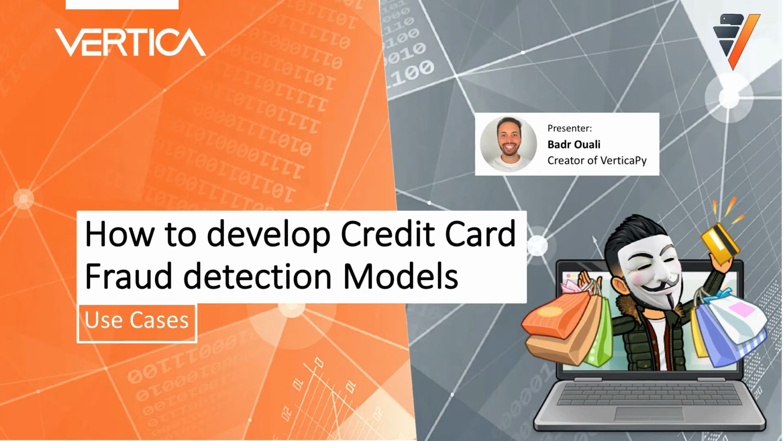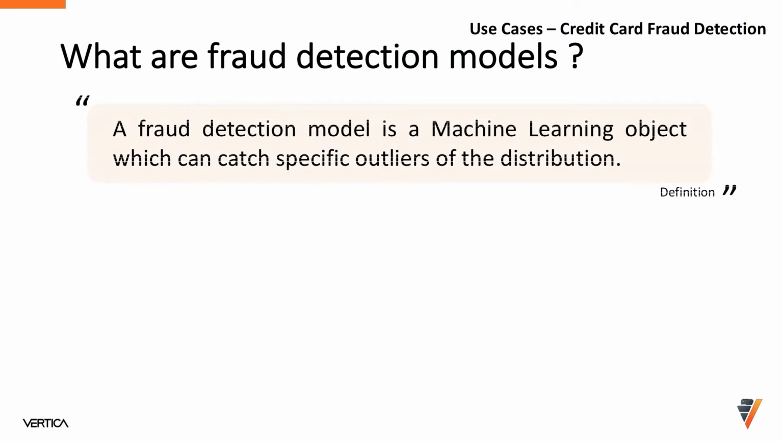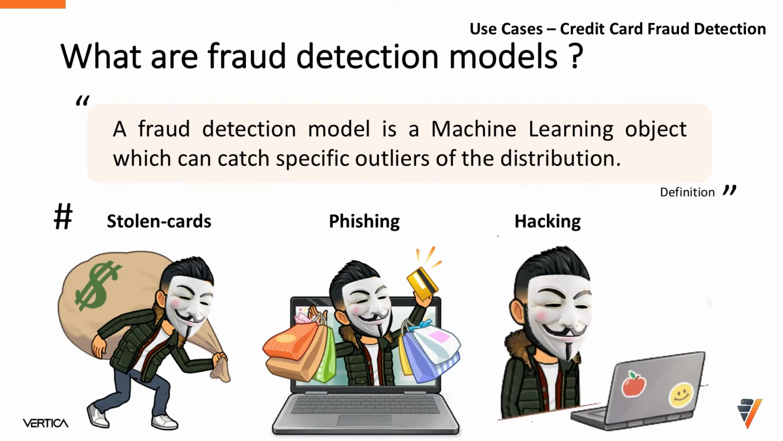But first, what are fraud detection models? Frauds are outliers of a distribution. Machine learning can be used to detect them. There are multiple types of frauds like stolen cards, phishing, or hacking. In all cases, the credit card information is used to extort money. Later, we will see more deeply the two last concepts, phishing and hacking.